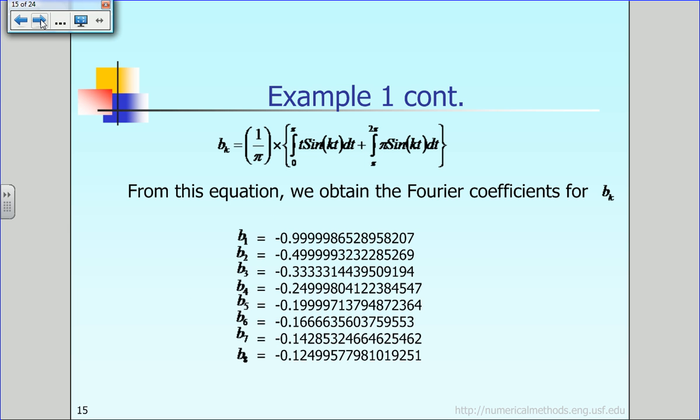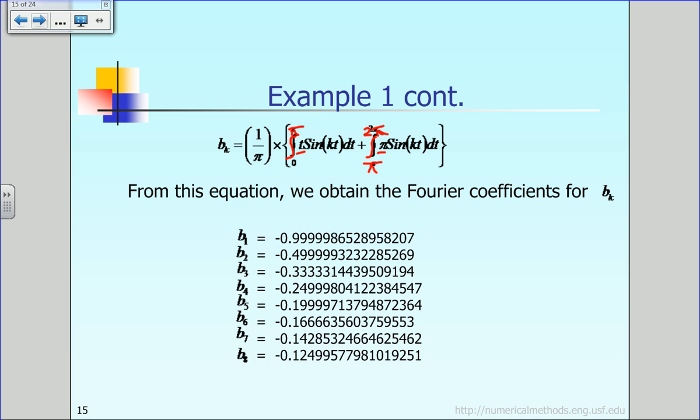As before, we would like to split the integral into two integrals. The first integral goes from 0 to pi, and for this integral, the periodic function is defined as t. For the second integral, the limit goes from pi to 2 pi, and for this integral, the function f of t is given as pi.